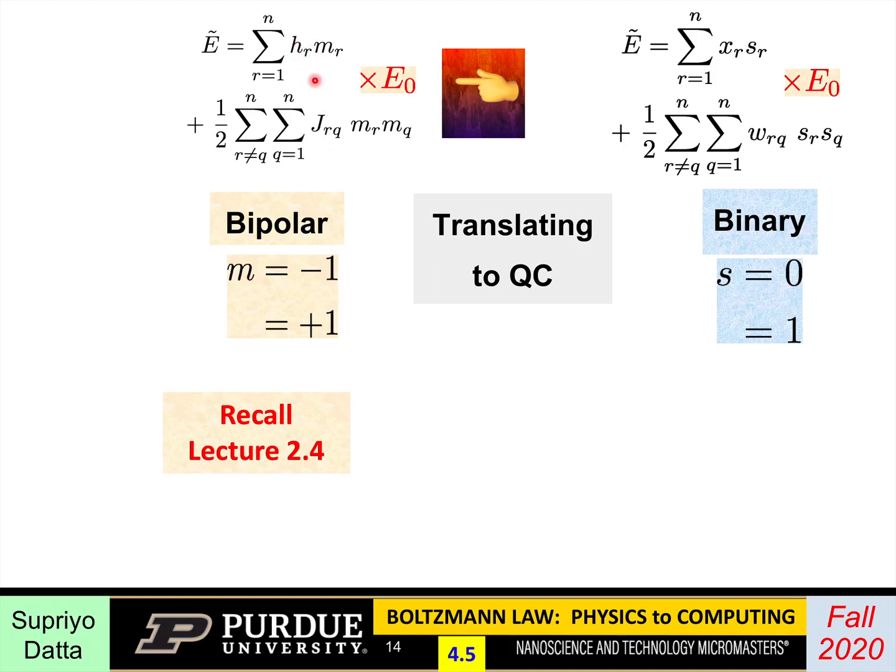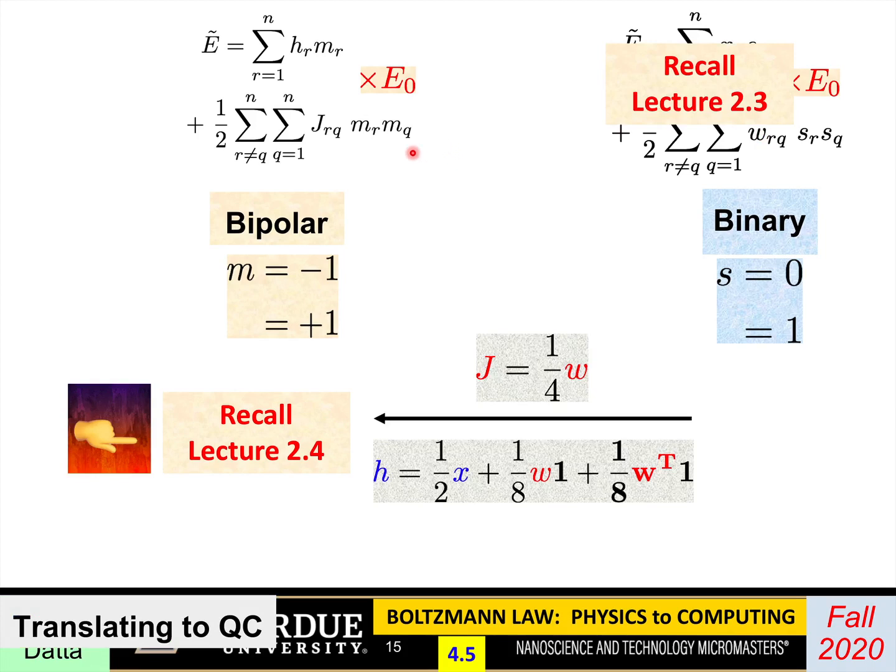Indeed, these H and J for a particular problem don't even need to be recalculated anymore. You can just use whatever's right here. Whereas if you're using binary, you couldn't just use the X and W here and translate it into the quantum version. So if you have the binary answers, you could first transform to the bipolar. And in lecture 2.4, we had discussed how you can take your W and X and transform it into J and H. So that's the first step.